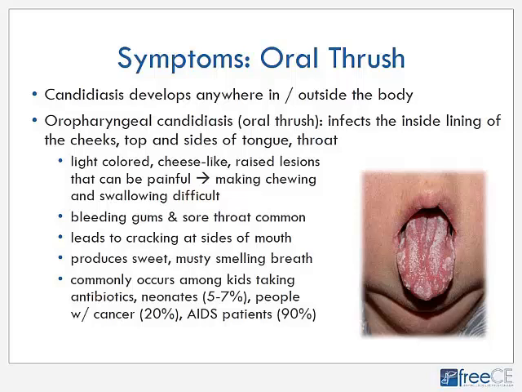Commonly occurs among kids taking antibiotics. In fact, it does occur in between 5 to 7% of neonates, 20% of cancer patients. Of course, that rate increases as the cancer progresses and spreads within people. And as noted earlier, of HIV-positive people where it's progressed to AIDS, at least 90%, if not greater, will experience oral thrush.